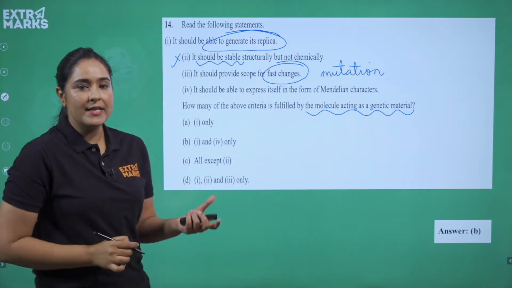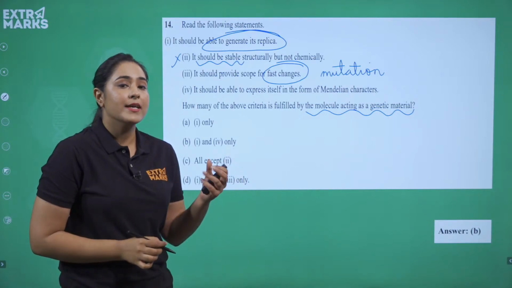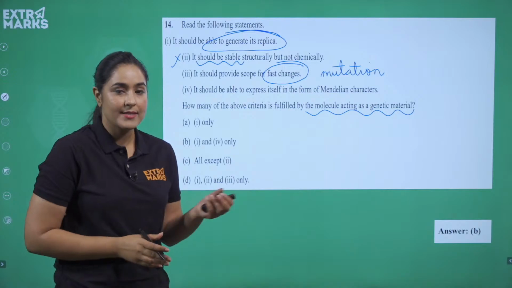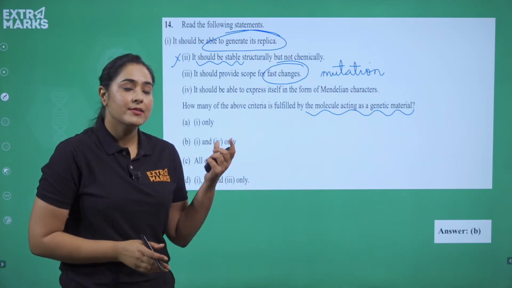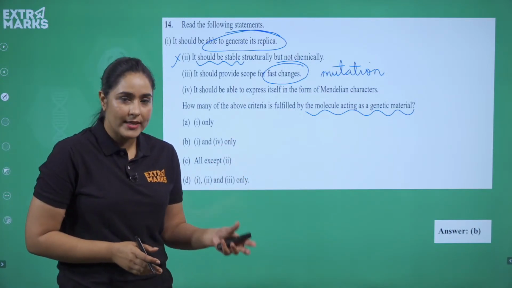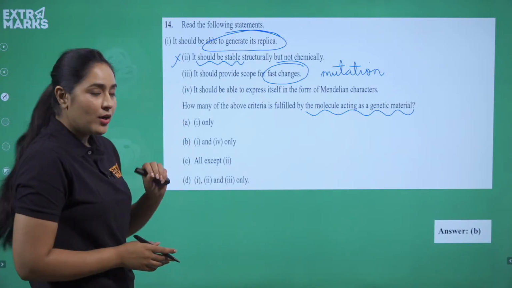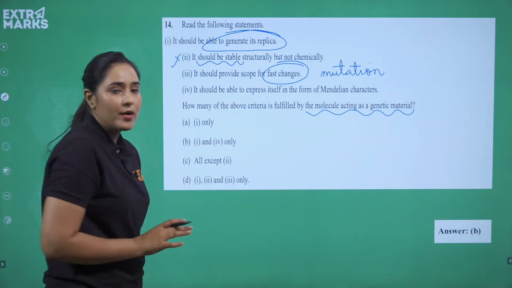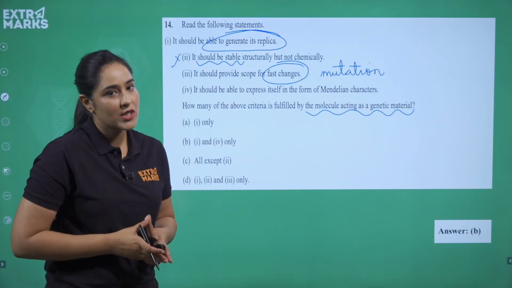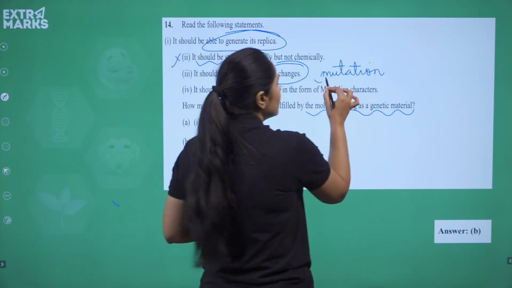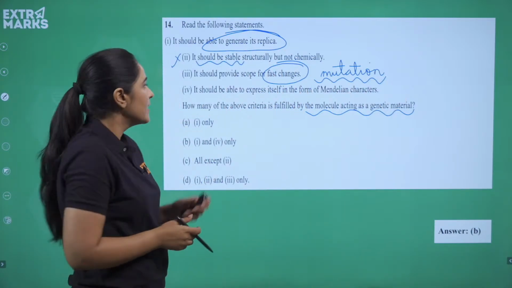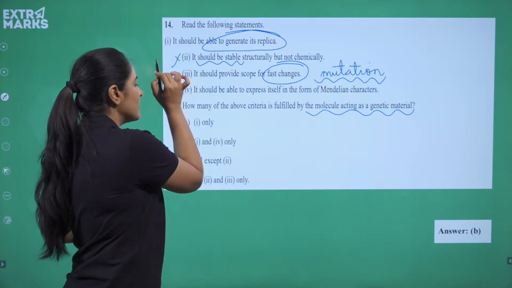So if the genetic material is getting mutated easily, it is not the perfect genetic material. As RNA was having this criteria, it was not very stable here. So if we talk about the DNA, obviously it should not provide scope for fast changes. That is, mutation should not happen very frequently in the genetic material. So this statement is also incorrect.